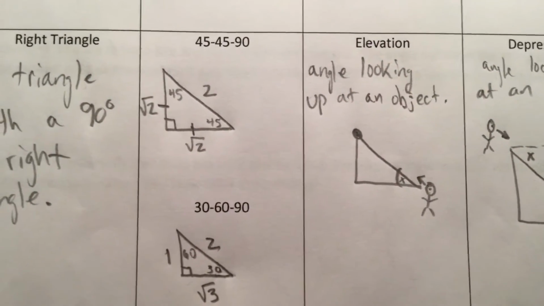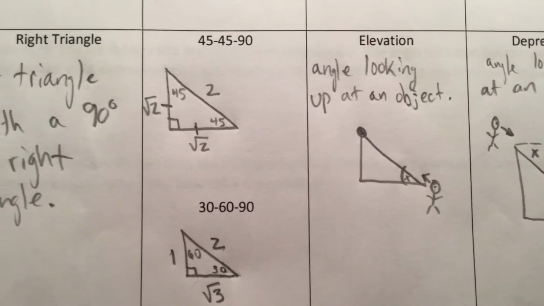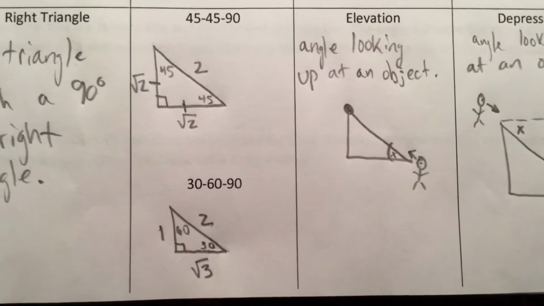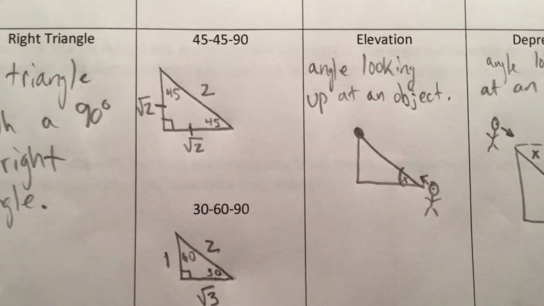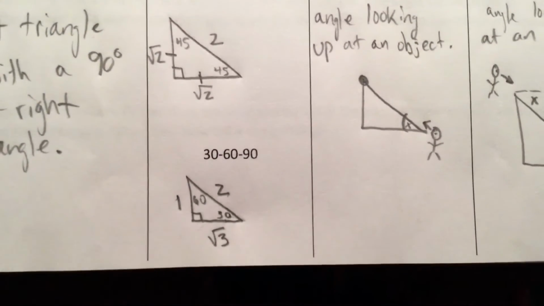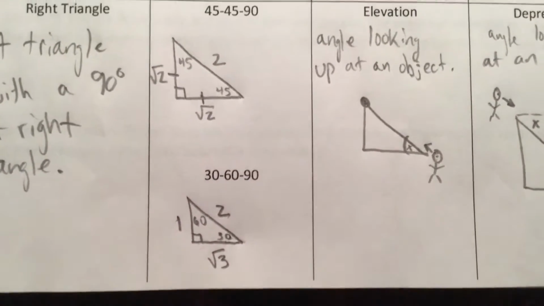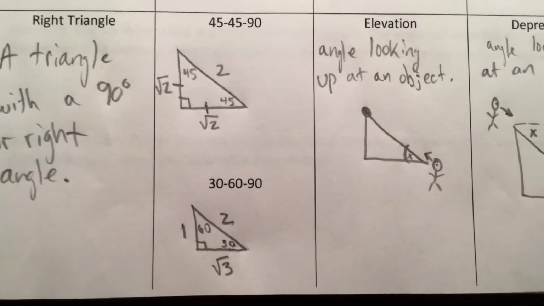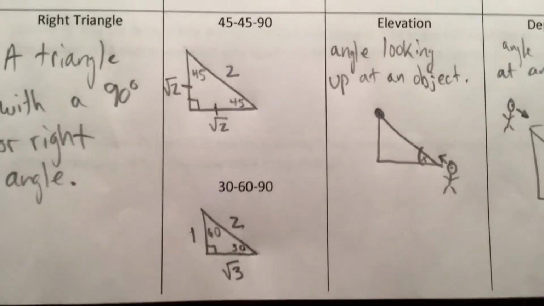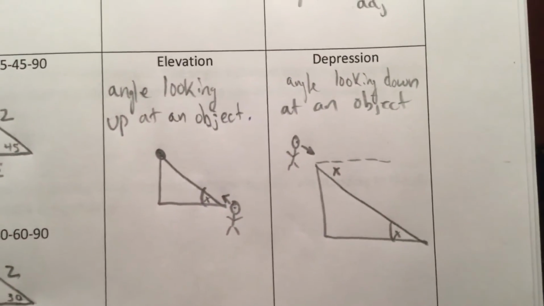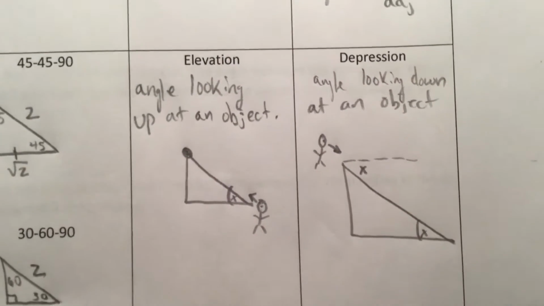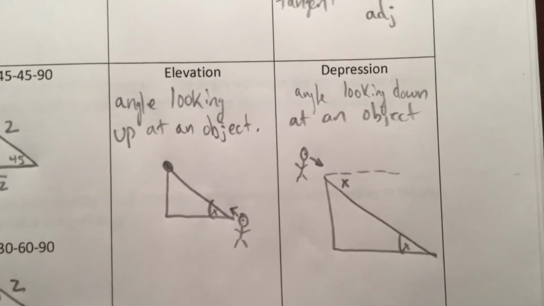The special right triangles: the 45, 45, 90 has a side ratio of 1, 1, radical 2. And the 30, 60, 90 has a 1, radical 3, 2 ratio. It's not 1, 2, 3, because that's the angle ratio. It's 1, radical 3, 2. An elevation angle is your angle looking up at an object, and a depression angle is an angle looking down on an object.